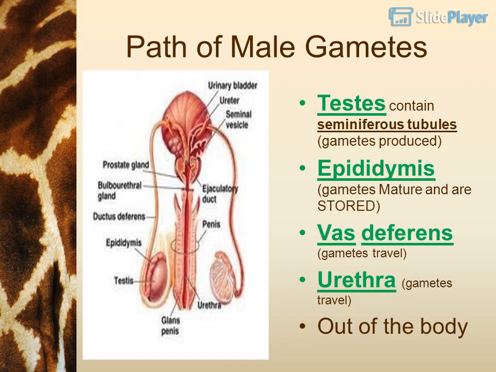Path of male gametes. Testes contain seminiferous tubules, where gametes are produced. Epididymis, gametes mature and are stored. Vas deferens, gametes travel. Urethra, gametes travel out of the body.